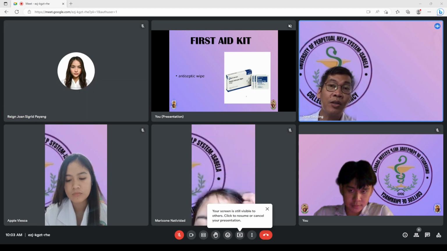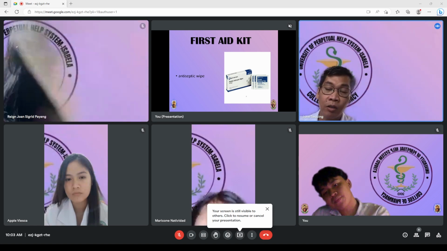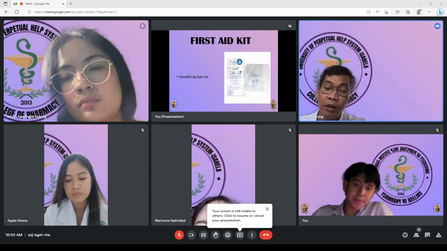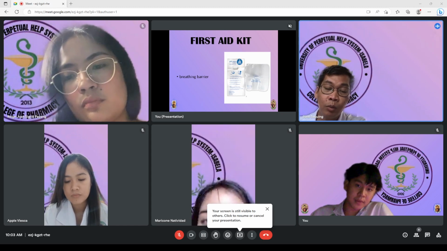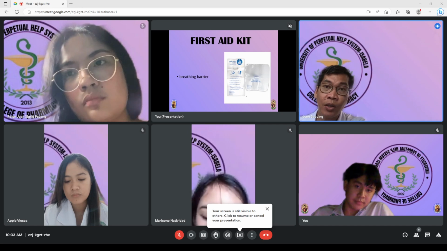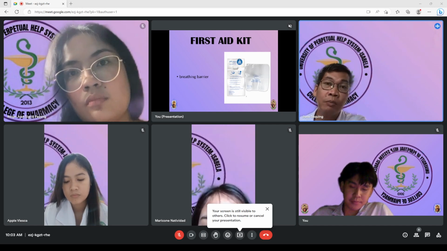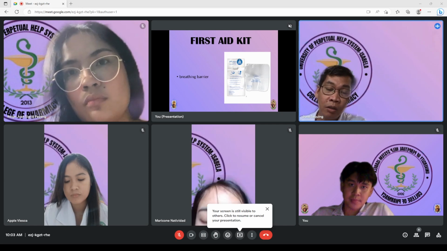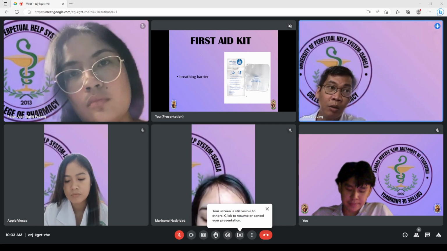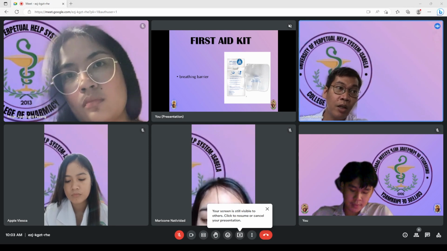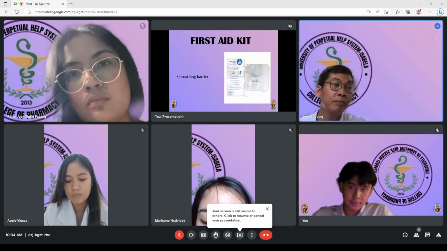And then the next is the antiseptic wipes. Antiseptic wipes consist of an adhesive alternative to cotton or wool used as an antiseptic. This antiseptic wipe also contains alcohol to sterilize.